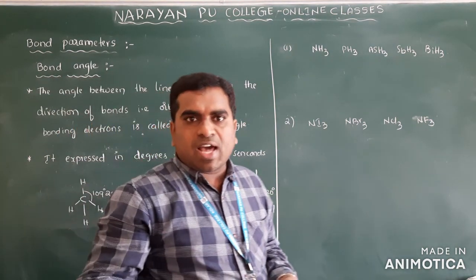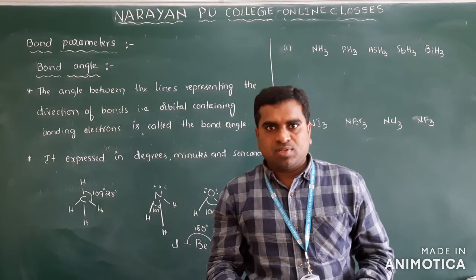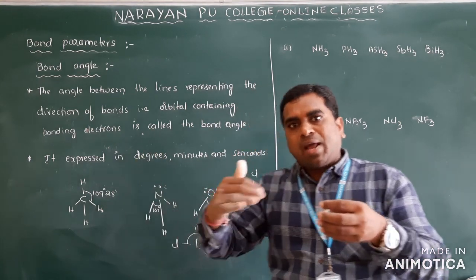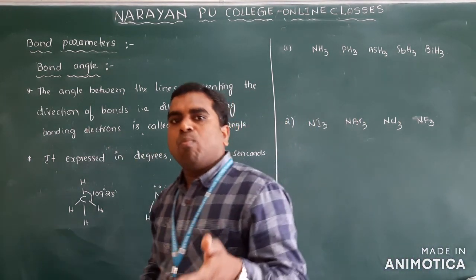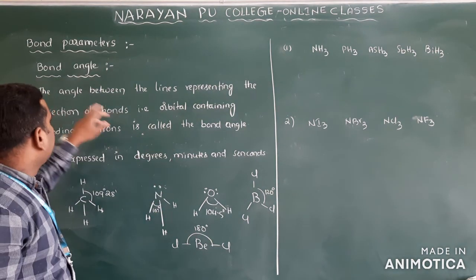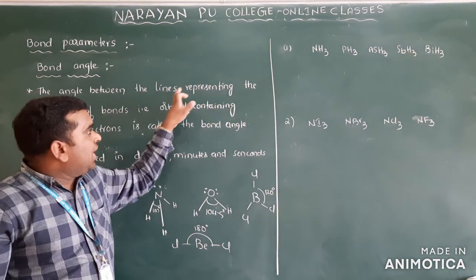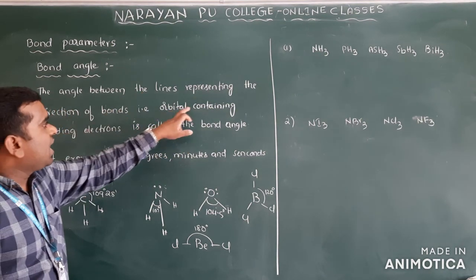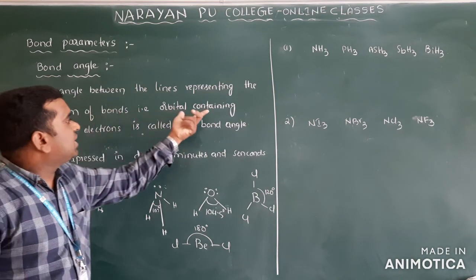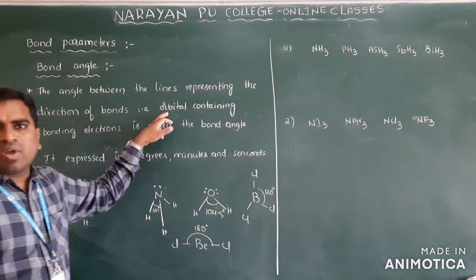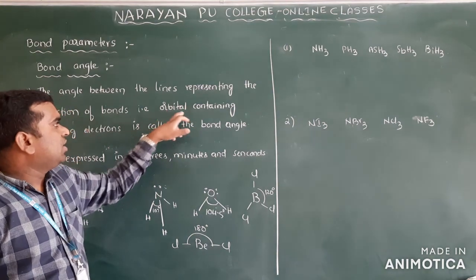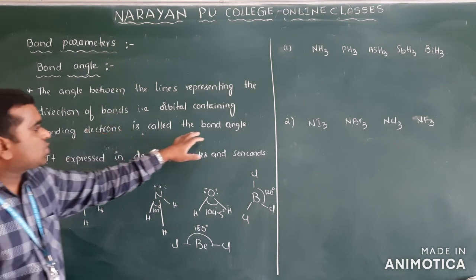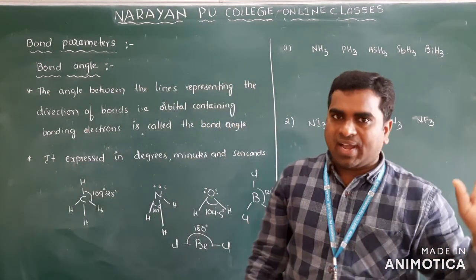And bonding electrons, where are they present? Electrons are present in the orbitals. Clear? The angle between the bonded orbitals, that we will call the bond angle. So this is the angle between the lines. The lines represent the direction of the bonds. These are orbitals. The angle between the orbitals, because the orbital topic we have not covered here, so that's why I am not discussing much about this. The angle between orbitals containing bond electrons is called the bond angle.